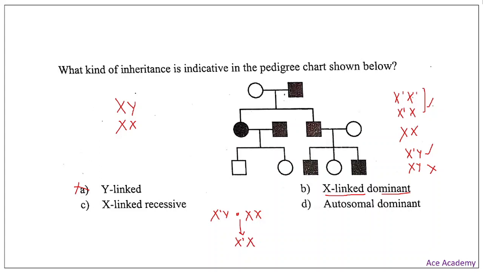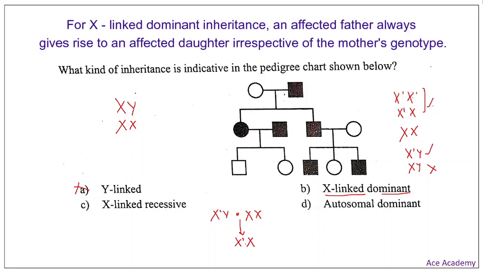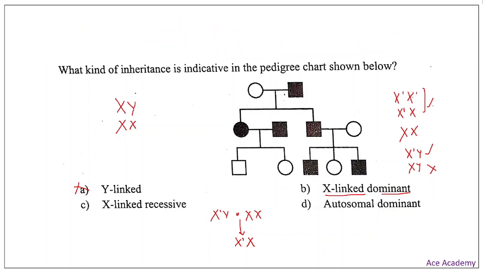Now, the daughter is obviously going to be affected because the trait is showing X-linked dominant inheritance. And this would be applicable for all the other daughters that come as a result of this mating. In other words, an affected father would always give rise to an affected daughter if the trait is X-linked dominant. Here we can see that this father is affected, but he is not passing the trait to his daughter. Likewise, this father is affected, but he is not passing the trait to his daughter. Therefore, the trait cannot be X-linked dominant.